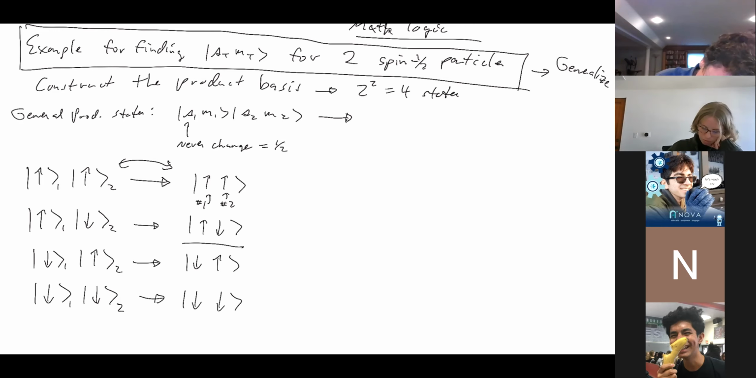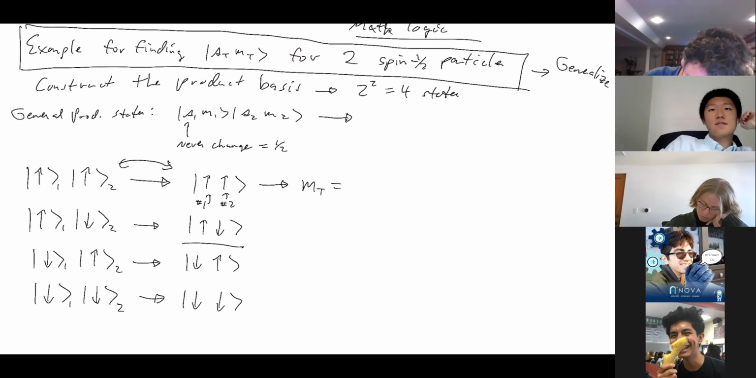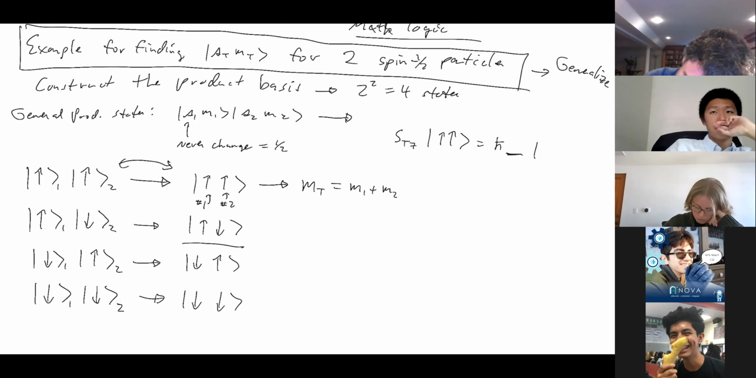And so this state up, up has a total M total. And what is the M total for that state? In other words, yes, say it again. 1. Exactly, because M total is M1 plus M2. Basically, I'm saying if I hit that state up, up with S total z, then that would give me an h bar times some number times that state up, up. And I'm asking for that number, and that number is M1 plus M2, which in this case equals 1. Good.